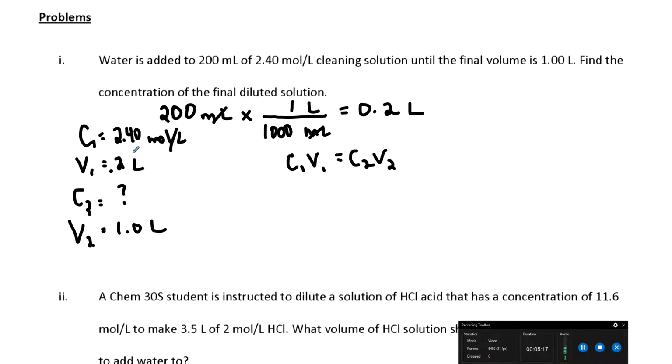Just think about this. We're adding water until we get a volume of 1 liter, so we're adding 800 milliliters of water here. The starting concentration is 2.4, so the final concentration should be lower than that, right? Because we're adding water to make it more dilute. Let's plug in what we have: 2.4 moles per liter times 0.2 liters equals C2 times 1. So I'm going to divide both sides by 1.